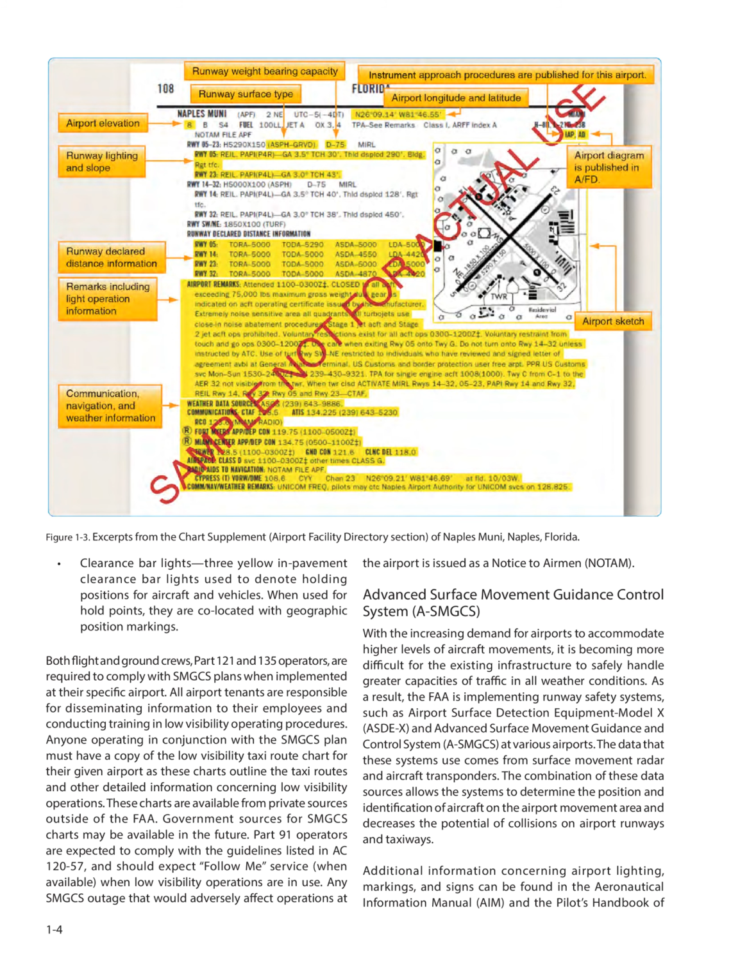Both flight and ground crews, Part 121 and 135 operators, are required to comply with SMGCS plans when implemented at their specific airport. All airport tenants are responsible for disseminating information to their employees and conducting training in low visibility operating procedures. Anyone operating in conjunction with the SMGCS plan must have a copy of the low visibility taxi route chart for their given airport, as these charts outline the taxi routes and other detailed information concerning low visibility operations. These charts are available from private sources outside of the FAA. Government sources for SMGCS charts may be available in the future.